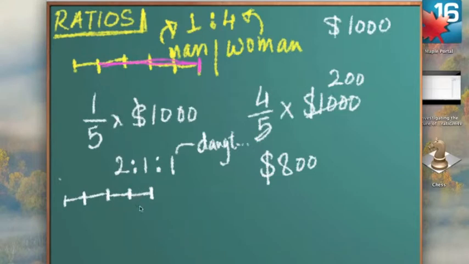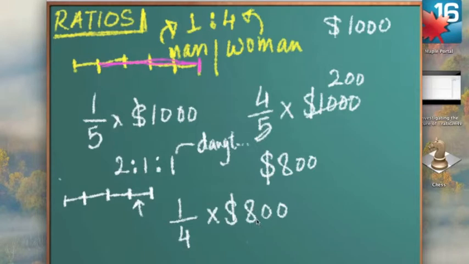So we have to decide how much she is going to receive. She's going to receive 1 part out of how many? 1, 2, 3, 4 parts. In other words, 1 over the sum of these numbers. That's how we are going to solve these problems. So 1 part out of 4 parts of $800. And what is that going to be?